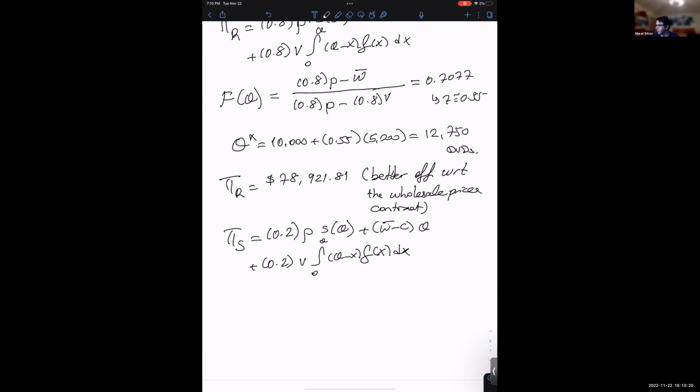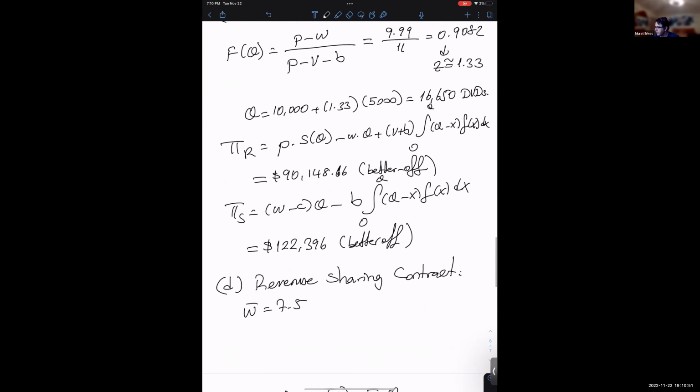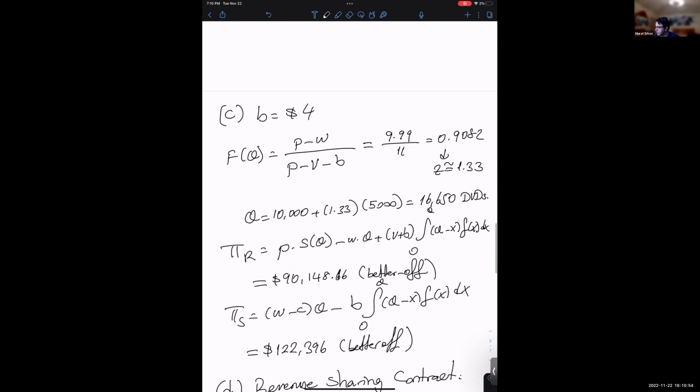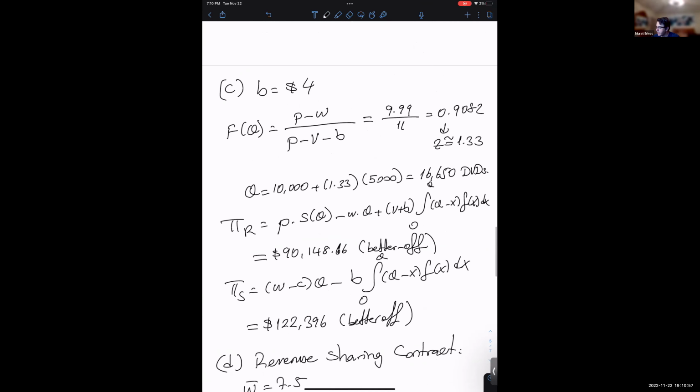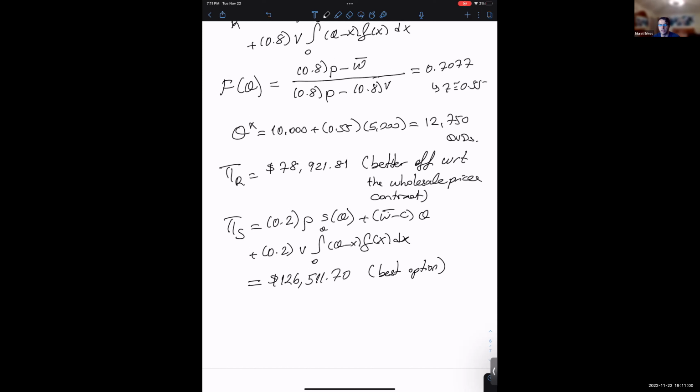Maybe a better contract would be not to collect the 20% from the salvage. It will be interesting to look at that case too. I recommend you to play around and do that. So when we plug all these numbers, we will get $126,511.70. So this is the best option because remember, in the previous case, she's making 122,000. In the base case, she's making 109, whereas we have 126,000 here.